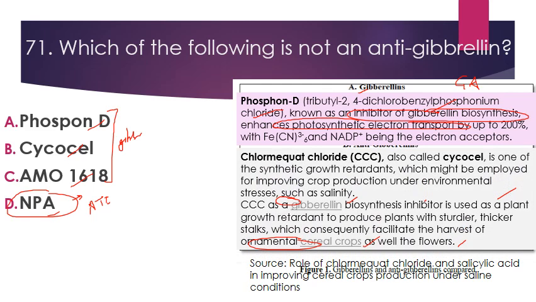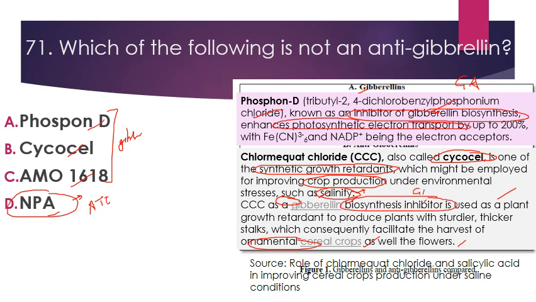The next is chlormequat chloride, that is also known as psychocel. ये भी एक synthetic growth retardant है, artificial growth retardant है, which might be employed for improving crop production, जिससे हम crop की production को improve कर सकते हैं under environmental stresses such as salinity stress, salt stress की condition में we can use this chemical. In addition to this, psychocel is again a biosynthesis inhibitor.